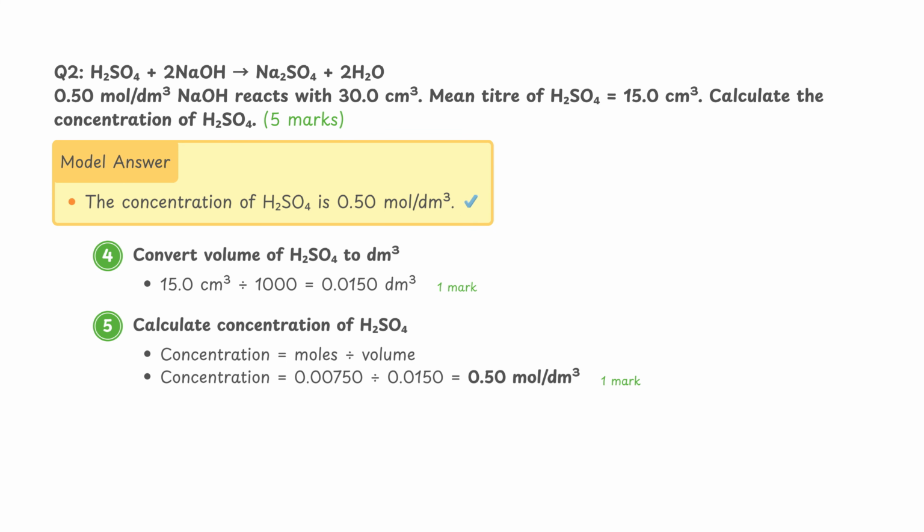Titration questions may look complicated, but they always follow the same path. Write and balance the equation. Calculate the moles of the known substance. Use the mole ratio to find the moles of the unknown substance. Then calculate the concentration. Master these steps, and the marks will follow.